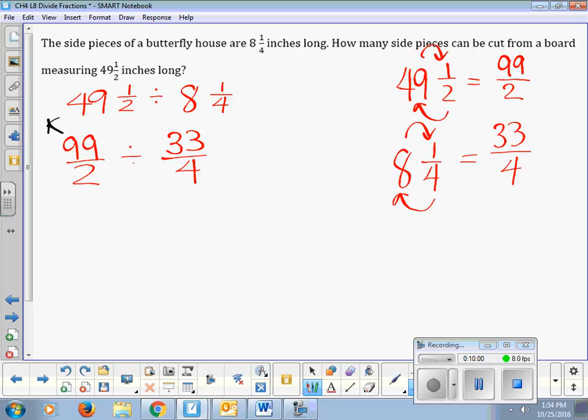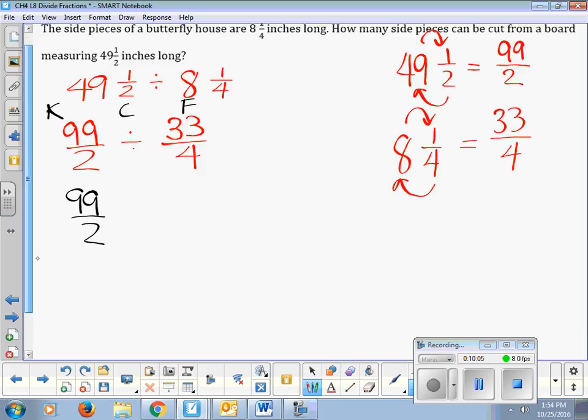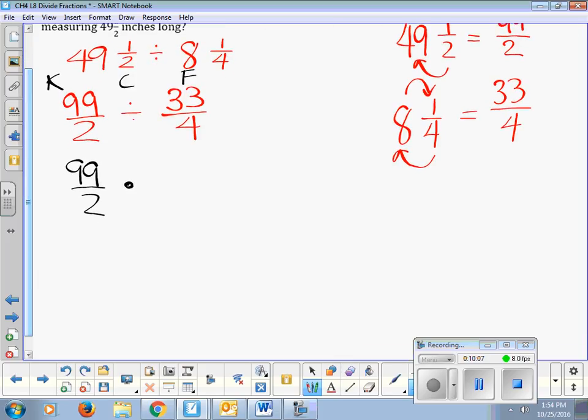And we're doing what 3 letters? KCF. Keep, change, flip. So I keep 99 halves. I change my division sign to multiplication. And I flip my second fraction. So I get 4 over 33. We don't have any of the same number, but is there any cross canceling we can do? So 2 and 4. What is 4 divided by 2? 2, so that we write as 2 over 1.